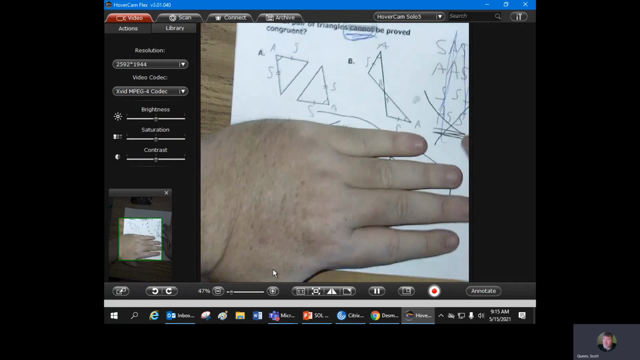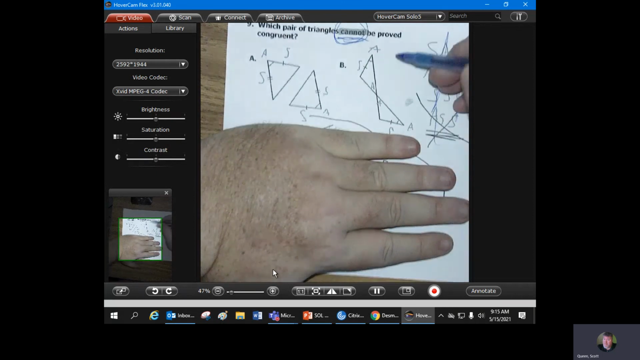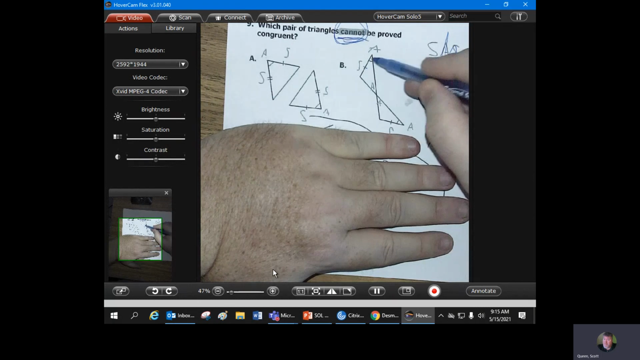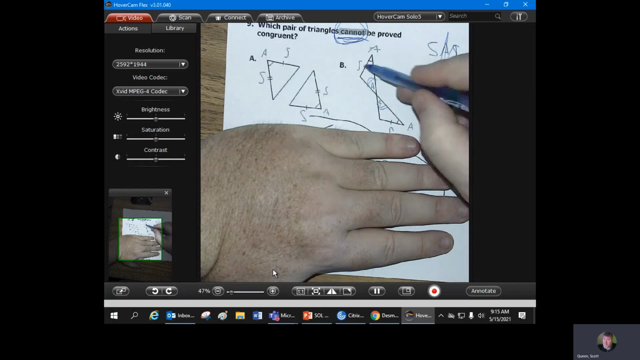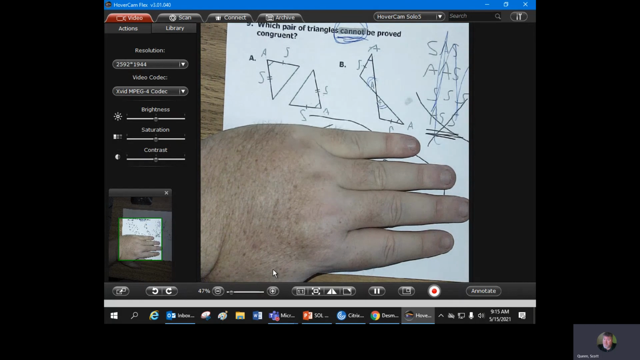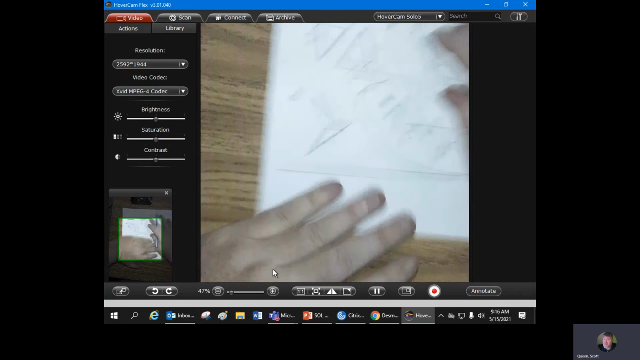All right, then I went to B. Same thing. I got one tick mark on the side. I got a congruent mark for an angle. They didn't mark the angles in the middle, but I know those are congruent because they're vertical, right? So SAA or AAS. Either way it works, as long as you stay in order. You understand so far? All right, then we go to C.